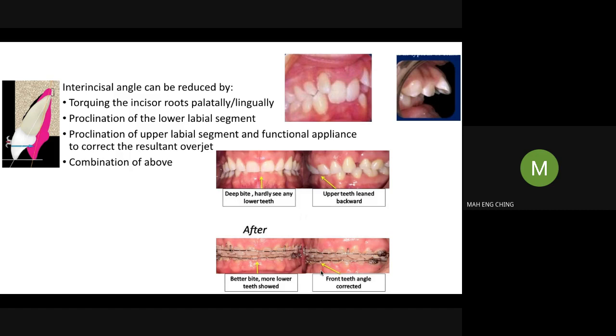Then we procline the upper incisor using the fixed braces by doing the root torquing. I mean to bring the upper root and lower root more lingually or palatally, and then pushing the crown forward. This one is considered root torquing. And after you correct the inter-incisor angle, then you can open the bite, then do some rubber band to bring it back with the fixed braces.